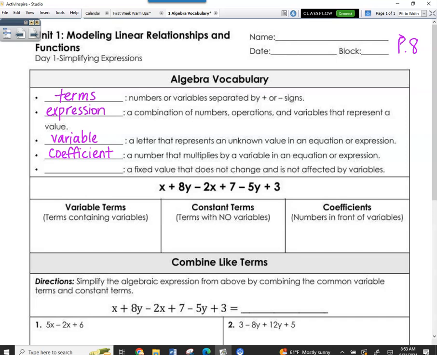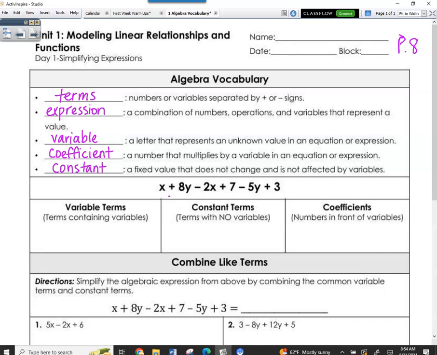Look at the next one. We've got a fixed value that does not change and is not affected by variables. Constant. That is called a constant. Good job, man. That was better. That was much nicer. Thank you. This is exactly why it's called a constant, because it is constantly that value. Again, mathematicians name stuff to give you a clue what it means in the word. It is going to constantly be 3. It is going to vary in value depending on what I plug in. See the difference?